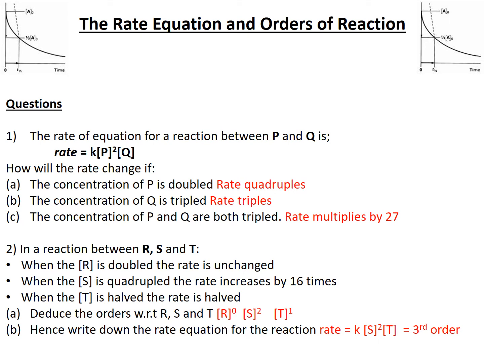And then we've got the reaction between R, S and T. If R is doubled, the rate is unchanged, which means that is 0 order. If S is quadrupled, the rate increases by 16 times, so that's second order. And if T is halved, the rate is halved, so that is going to be first order. So if we're writing that down, rate equals K, S concentration, second order with respect to S, and then first order, and so overall order is third order.